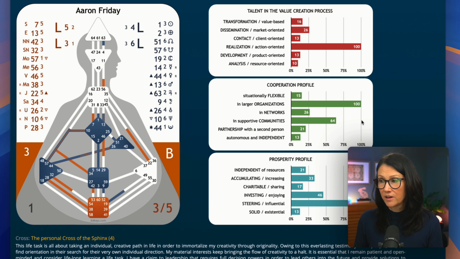Don't work alone. The third cooperation profile, supportive communities. This means you can cooperate best in a community where you have a familiar feeling, where you are feeling this is your family, you are supported, where you have this feeling I belong here.